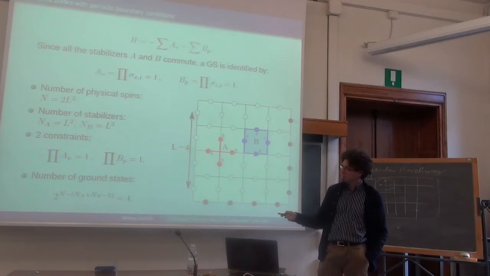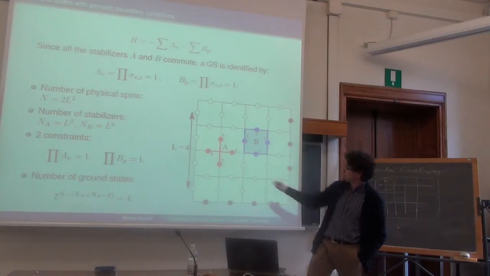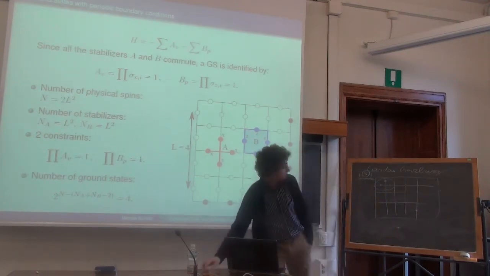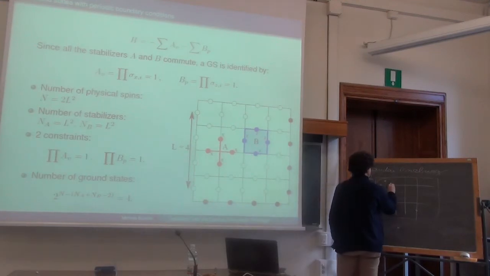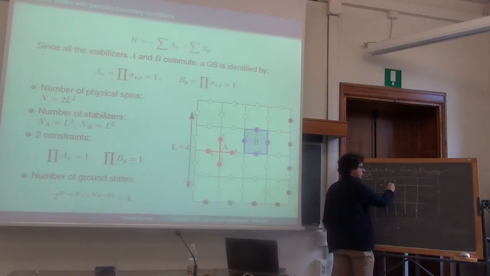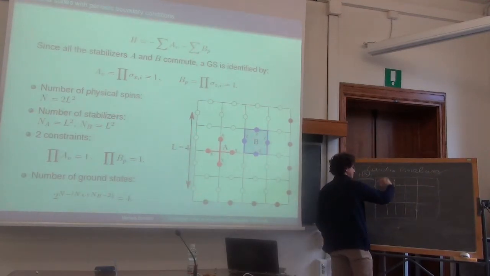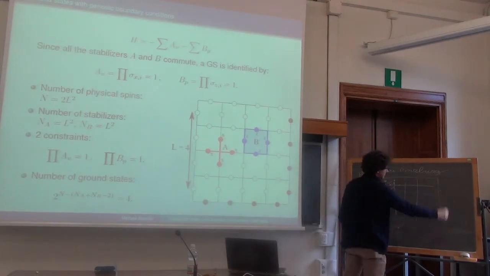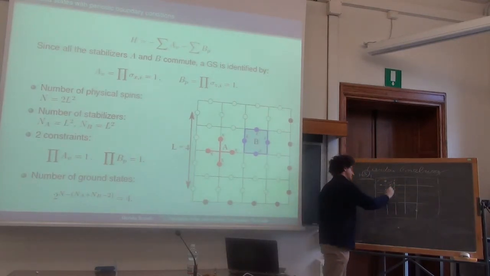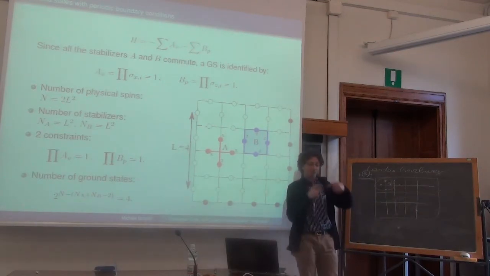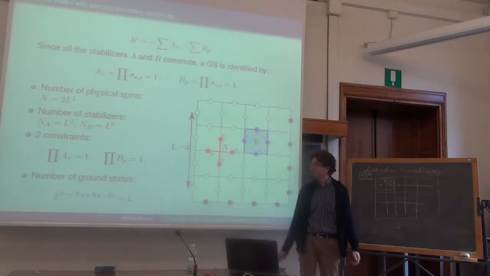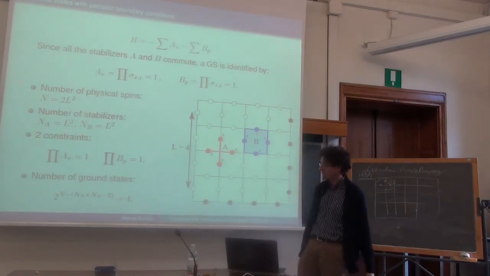Essentially, the product of all the A's is equal to 1, and the product of all the B's is equal to 1. This is because if you consider the product of subsequent vertex operators, like this one, and then I take the one centered here, this one, I am applying twice sigma x, and of course sigma x squared is equal to 1. And if we continue to multiply by all the operators A, you obtain that each spin on each edge is taken twice, and thus we obtain exactly the identity. And the same is true for the plaquette.